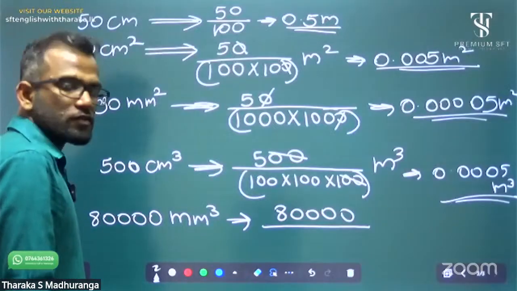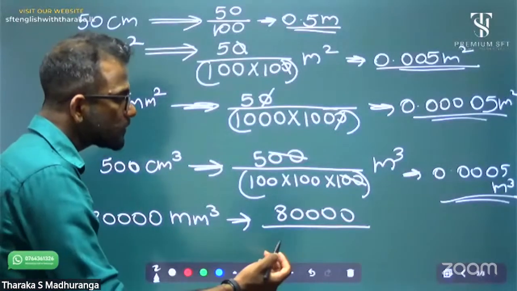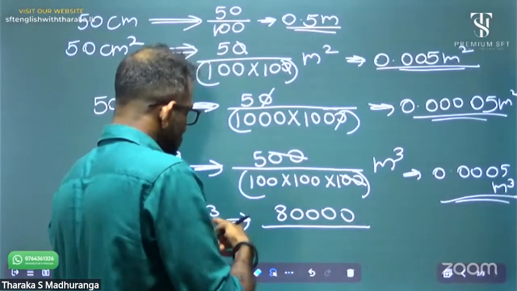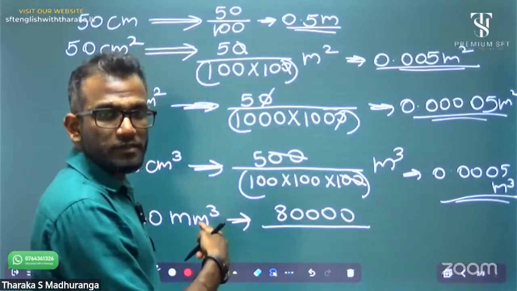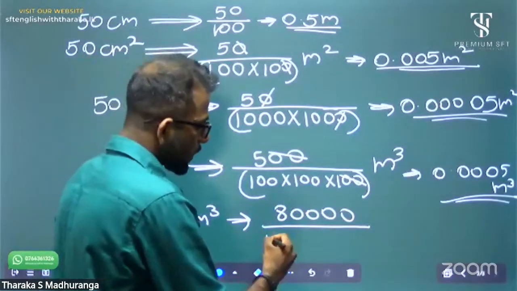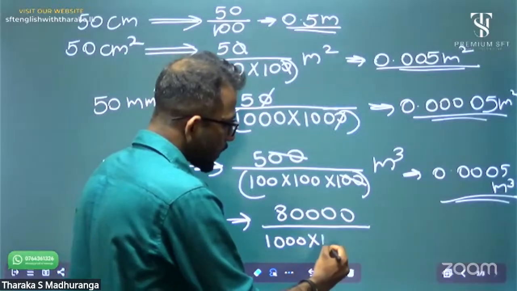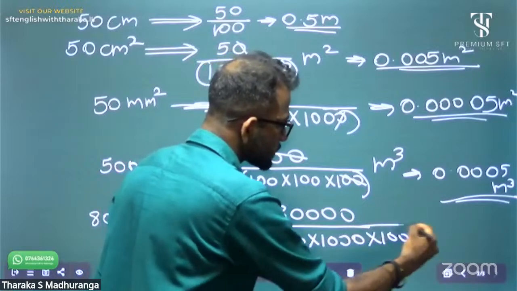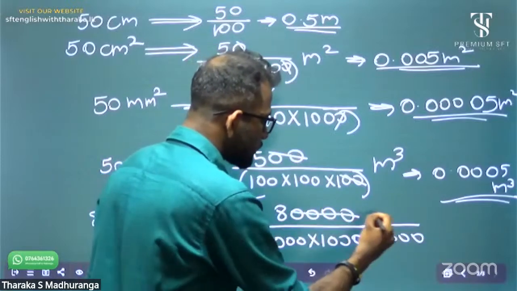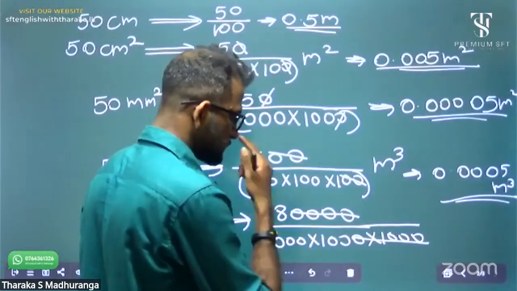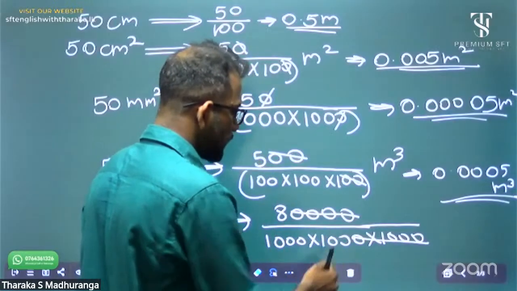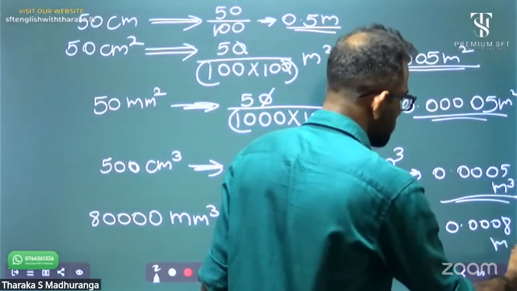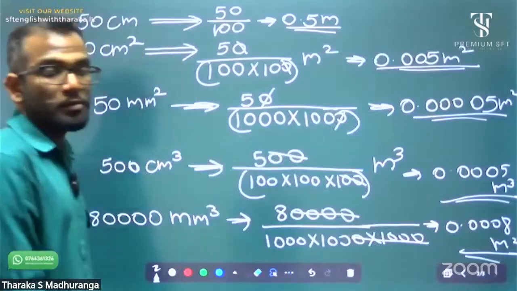Okay, 80,000 cubic millimeter. How do you convert into cubic meter? Per 1 meter, how many millimeters? 1,000. Then 1,000 into 1,000, 3 times, no? 3 times 1,000. That's the method. Now 40 to 40 cancel. Now 1, 2, 3, 4, 5. 0.0008 square millimeter. Sorry, square meter.